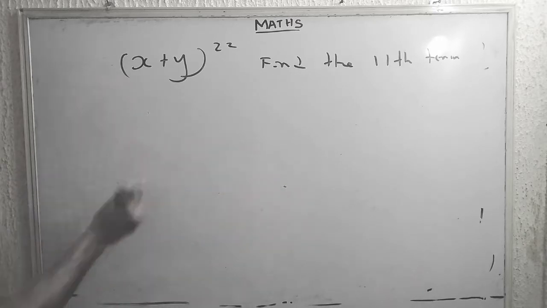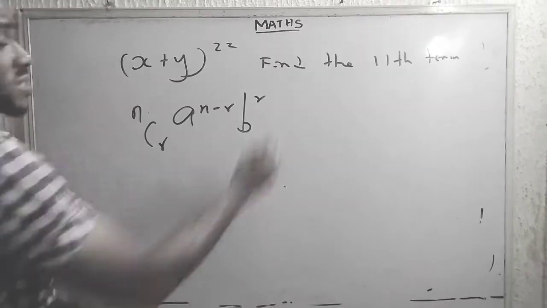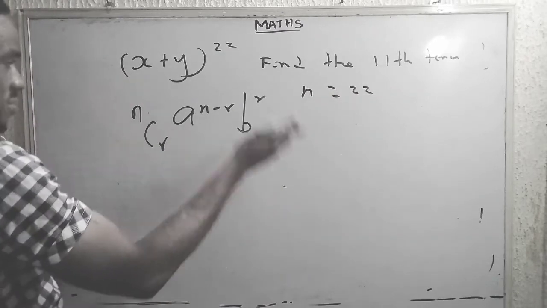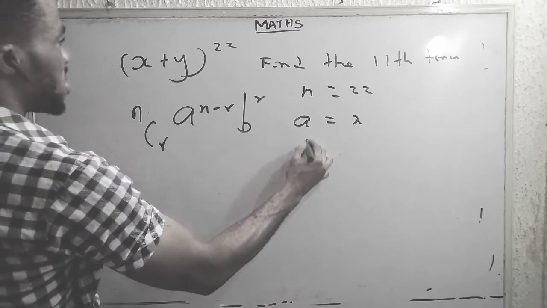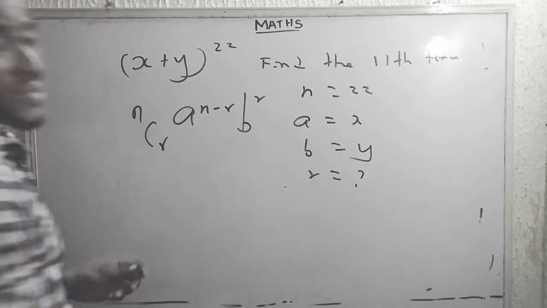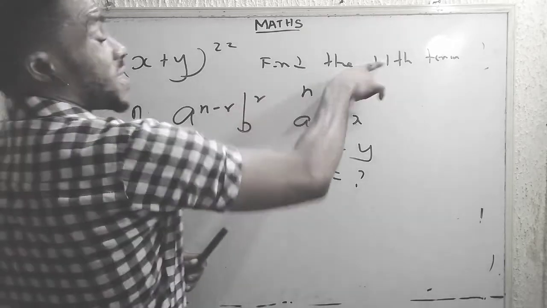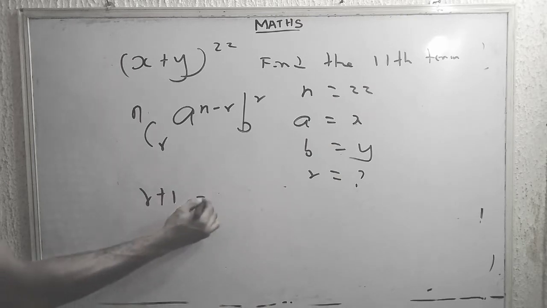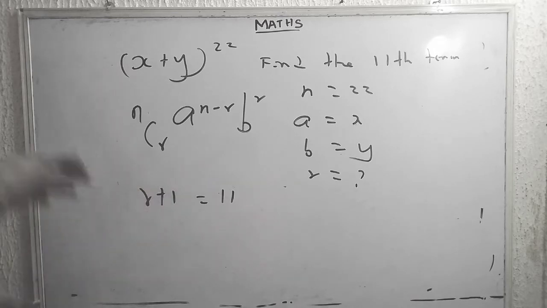So, the general formula to use is n combination r, a raised to power n minus r, b raised to power r. Our n is 22. Our r, I'm still coming to it. a is the x, b is the y. All we have to find is the r first. Then when we find it, we can solve it. So how do we find the r? Remember, they say we should find the 11th term. So all you have to do is write r plus 1 is equal to 11. Just adopt that trick for now. To get the value of r, always do that.